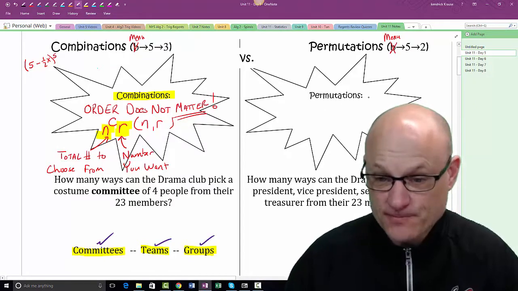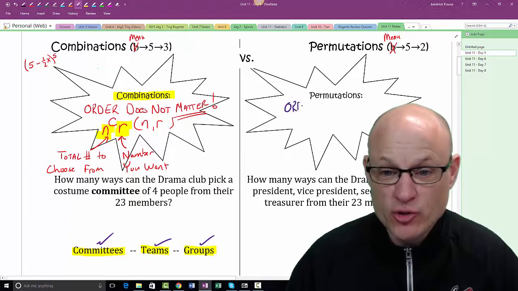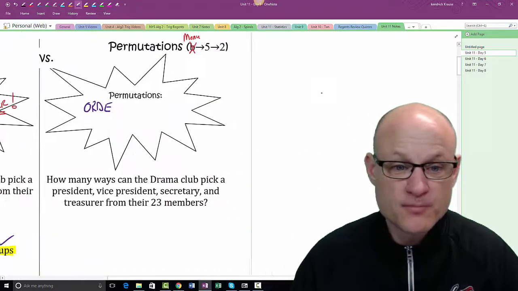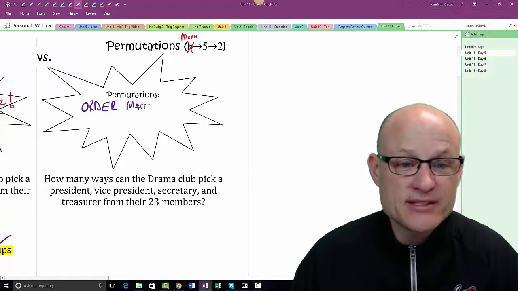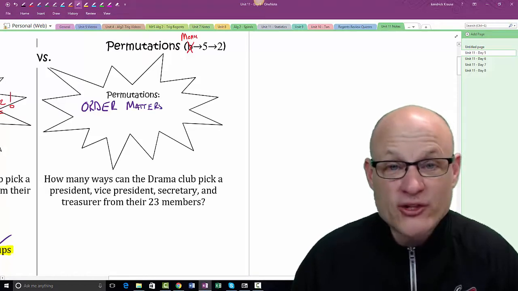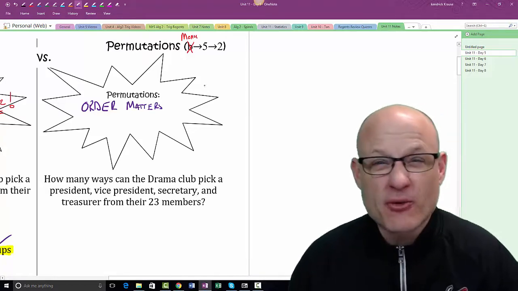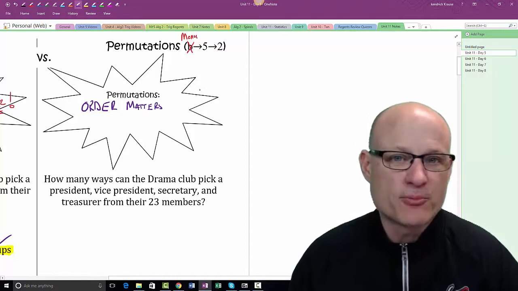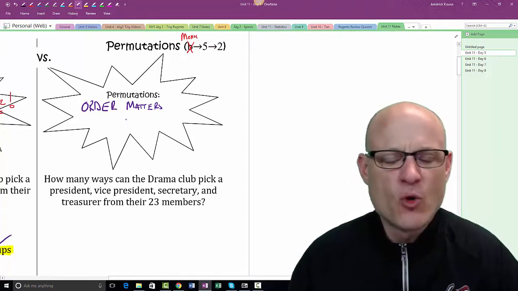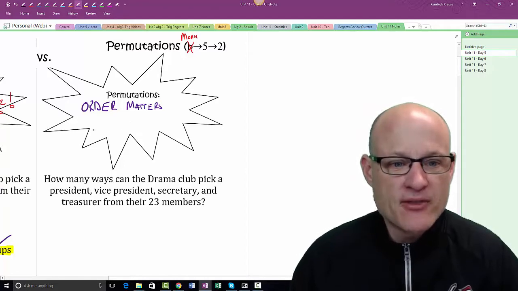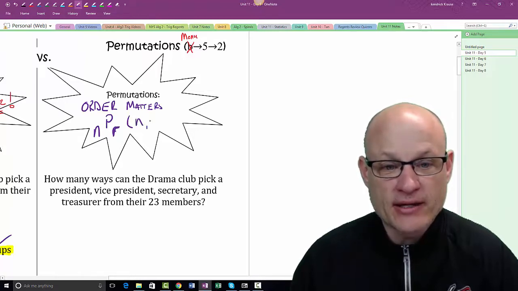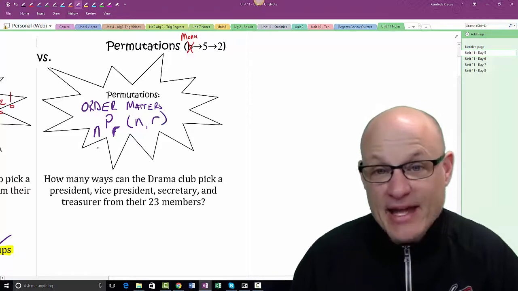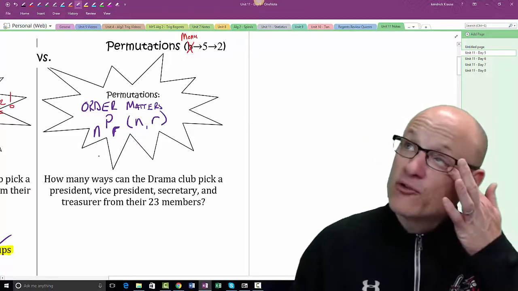Now, permutations. Order makes a huge difference. Order matters. This is like if you have a race and you want to know how many ways the 50 people in the race can come in first, second, and third place. It makes a huge difference for permutations. The notation for this is nPr. On your calculator, it'll give you a parentheses, and you have to put n, comma, r. And again, n stands for the total number of people to pick from. r stands for the number I want.